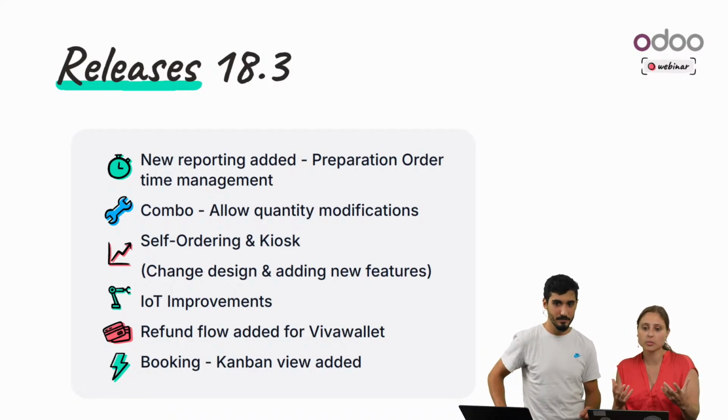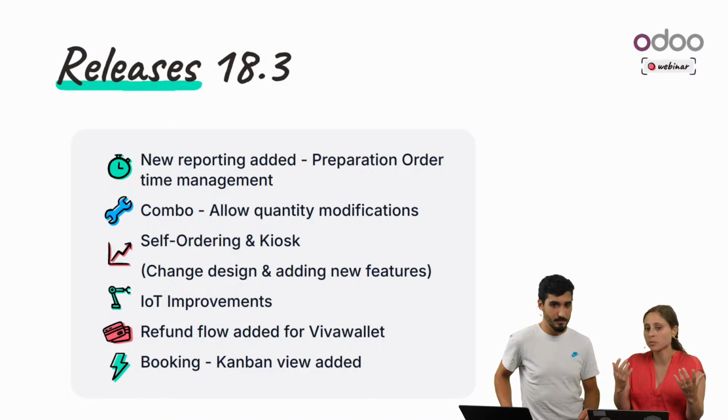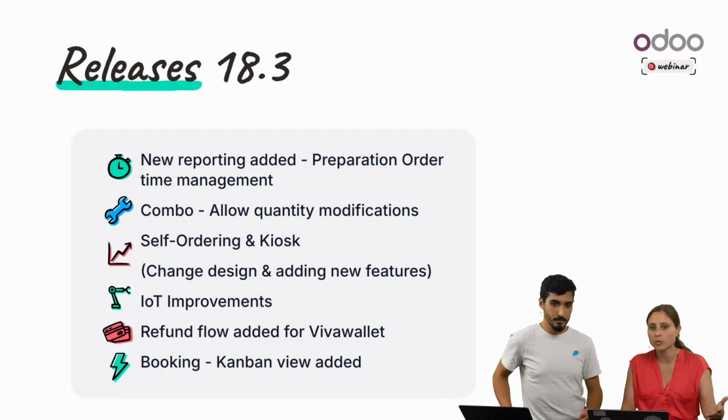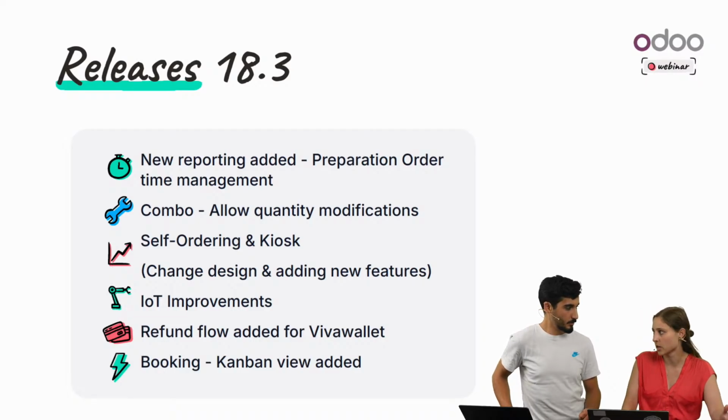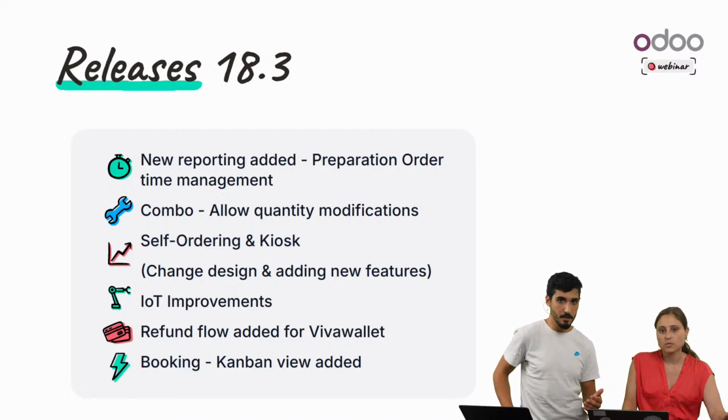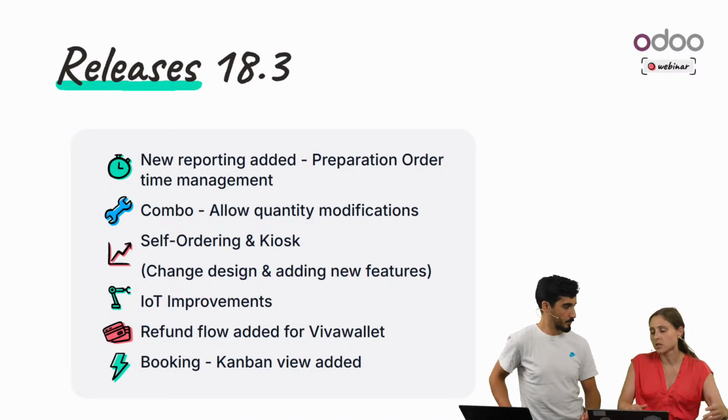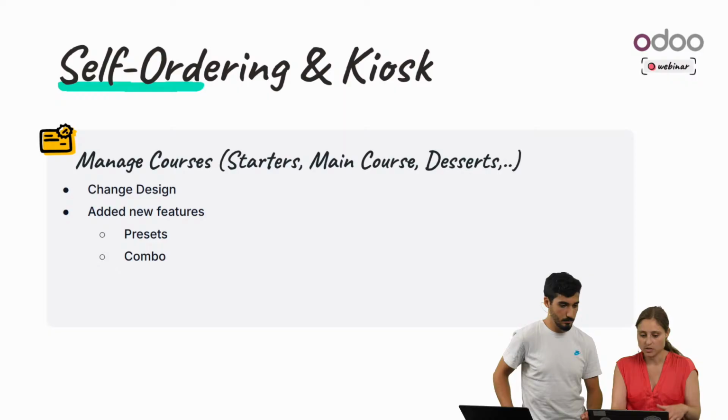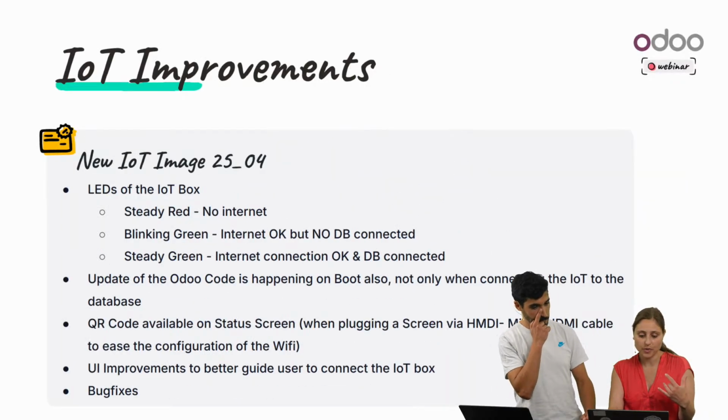So today you will be able to do a refund from a payment terminal, and it's merged already with Viva Wallet. We have other payment terminals that are following as well. Yes, like Stripe, it's ongoing, for instance. Stripe is ongoing, and the rest is going to follow as well. And for the bookings, the Kanban view has been added, basically. So I'm going to move to the IoT improvements, because there we have changed a lot.